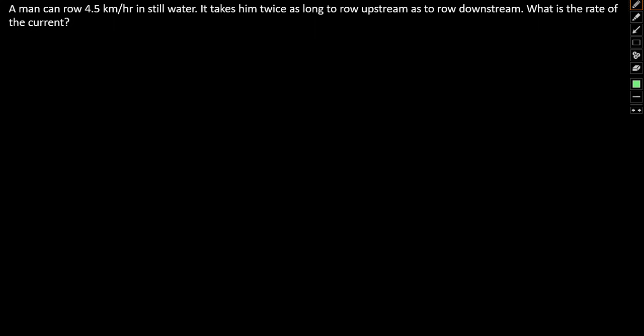So a man can row 4.5 kilometer per hour in still water. It takes him twice as long to go upstream than to go downstream. Okay, so basically time in upstream is twice time in downstream. So that is what's given. What is the rate of the current?